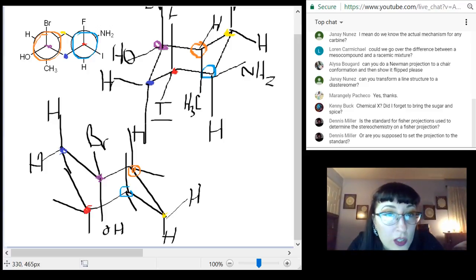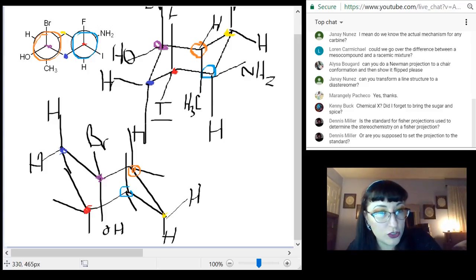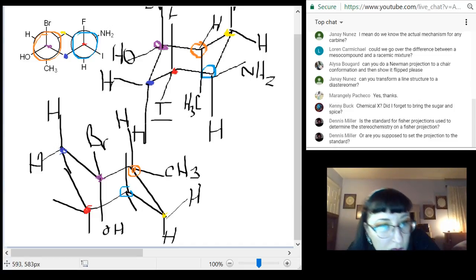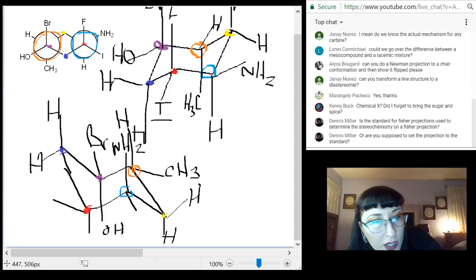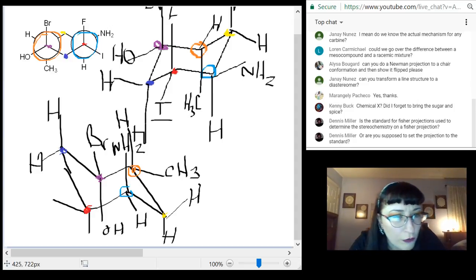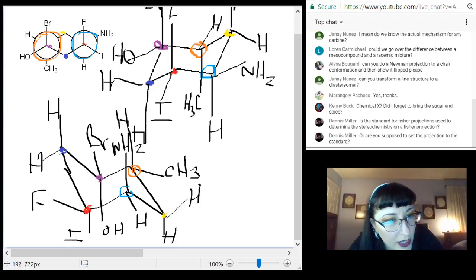The orange one had a methyl group and a hydrogen. Hydrogen's pointing up, methyl group pointing down. The turquoise one had an amine pointing up. Wow, that's getting messy, sorry. And a hydrogen pointing down. And then the red one had a fluorine pointing up and an iodine pointing down.